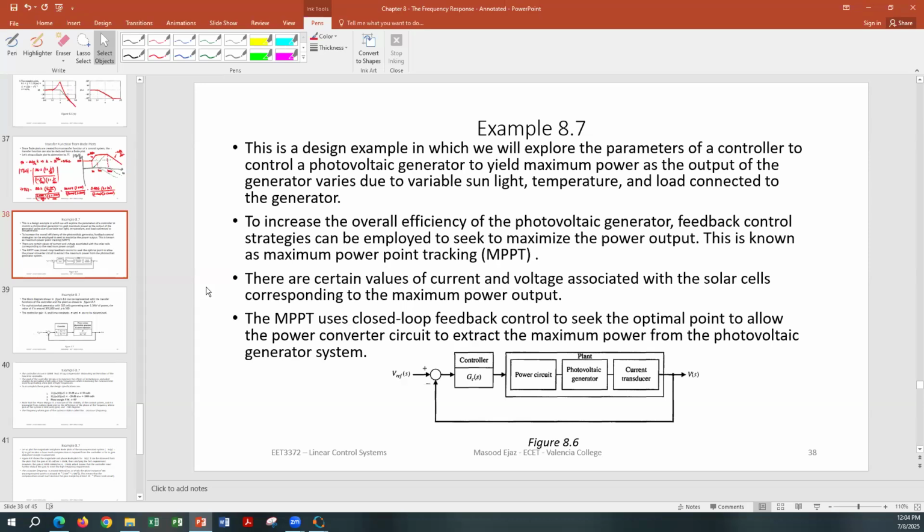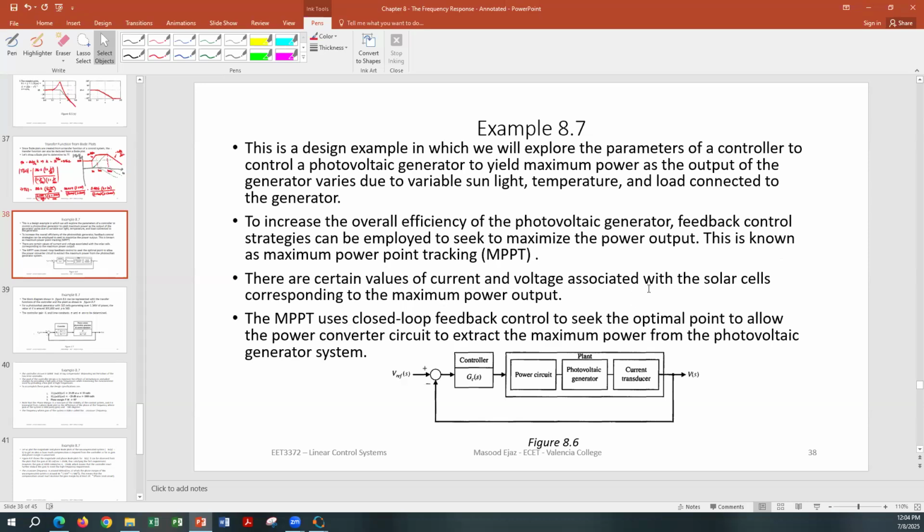And of course, the load connected to the generator can produce some loading effect, and it can reduce the overall efficiency of the generation because you can have more losses at the inverter and all those places. As the current increases, you start getting more losses. To increase the overall efficiency of the photovoltaic generator, feedback control strategies can be employed to maximize the power output. This is called maximum power point tracking.